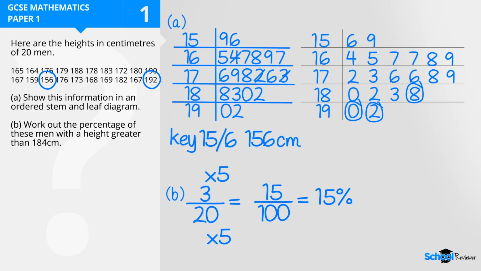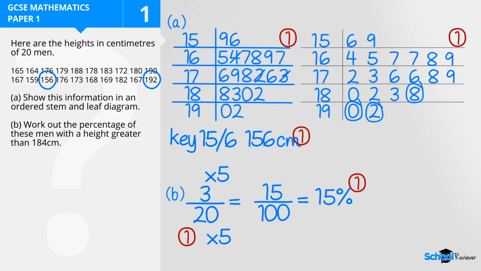There was 2 marks for this. 1 was the final answer and 1 was doing the 3 out of 20. There were 3 marks for the first question. 1 was for the unordered stem and leaf, 1 was for the ordered stem and leaf, and 1, as always, for the key. Recap on this question, make sure you do an ordered stem and leaf and you have a key that goes with it.